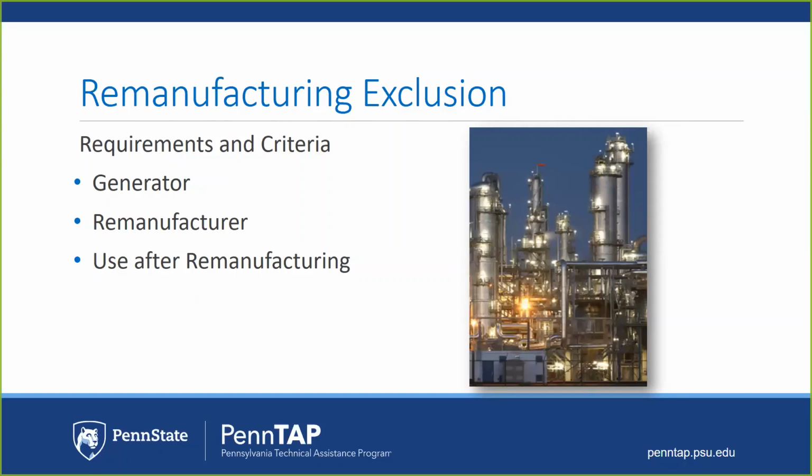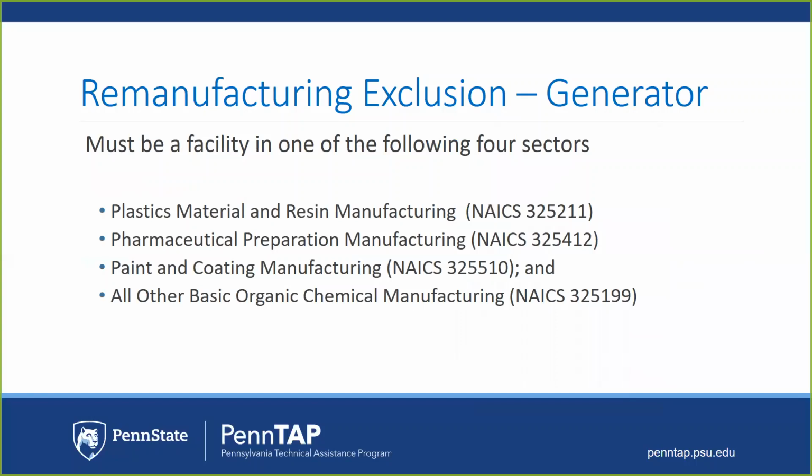Let's begin with the generator. The generator must be a facility in one of the following 4 sectors: plastics material and resin manufacturing, pharmaceutical preparation manufacturing, paint and coating manufacturing, and all other basic organic chemical manufacturing.